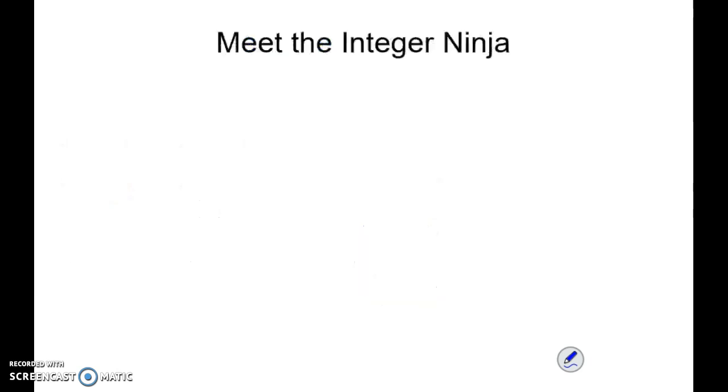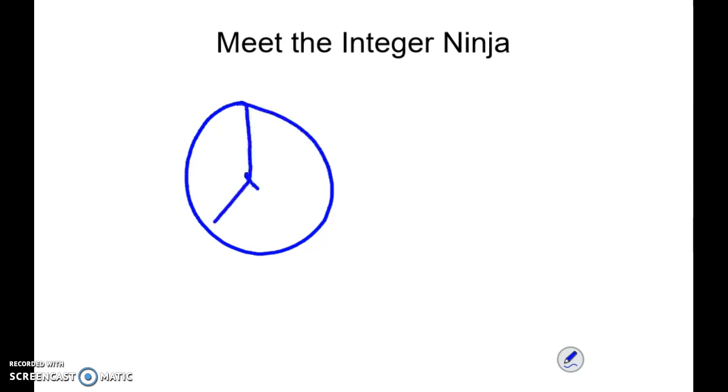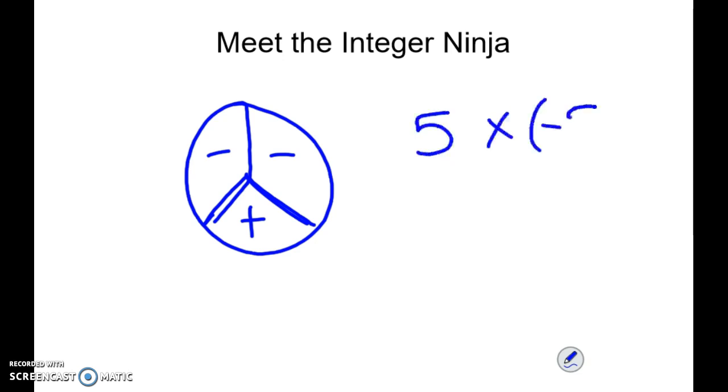So one of the tricks is the integer ninja. So we're going to draw him, and you need to draw this on your paper also. And he's just this little ninja that looks like this. Okay? And what happens is when you get a problem, for instance, number 1 on the back, we have a positive 5 times a negative 5. This is number 1 on the back of your page.